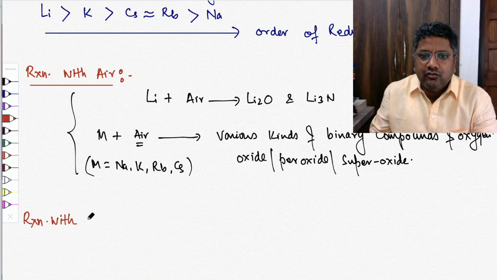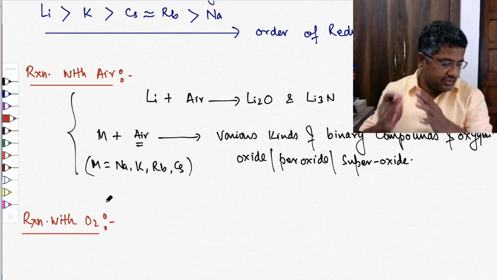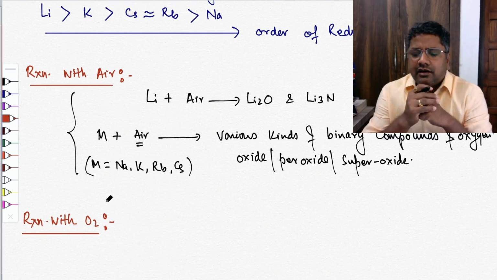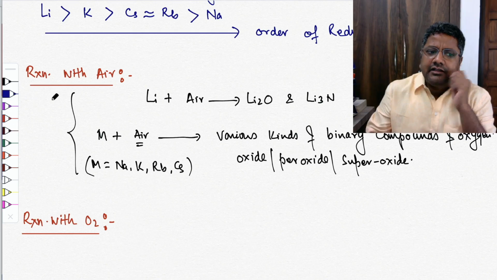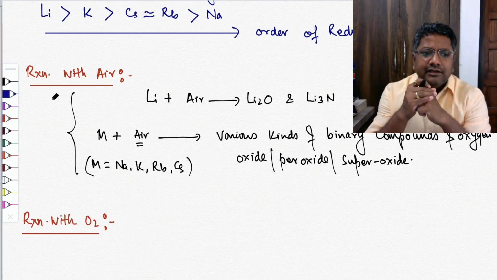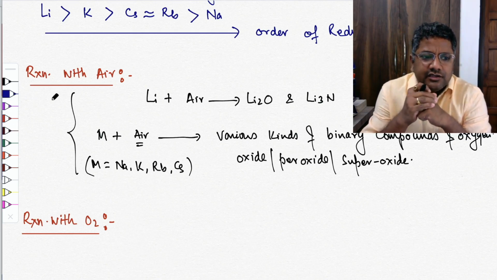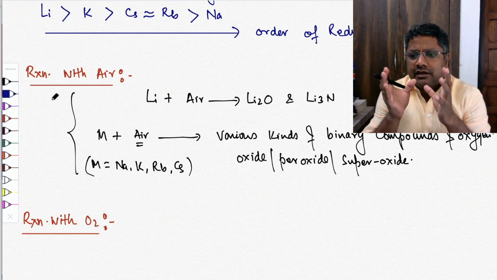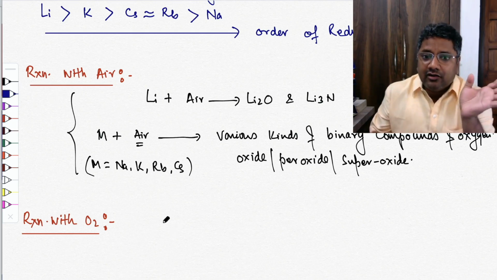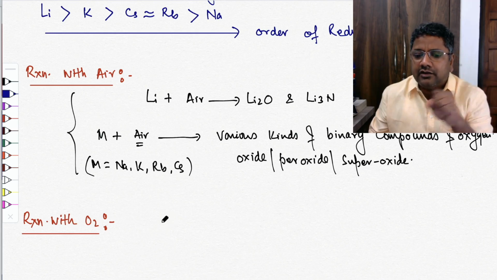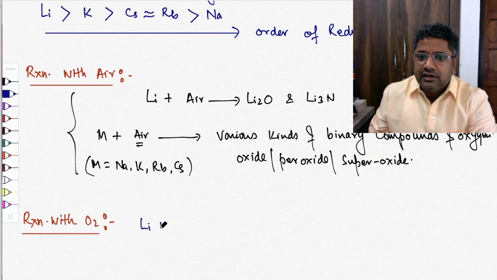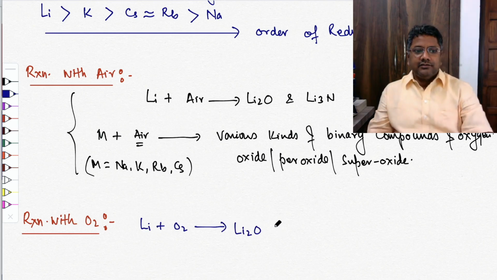Reaction with O2. So when these metals react with oxygen, lithium forms the main compound in direct combination. I am talking about a direct combination. So if lithium directly combines with oxygen, then it will form lithium oxide, Li2O, right?